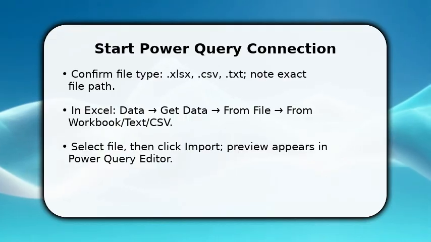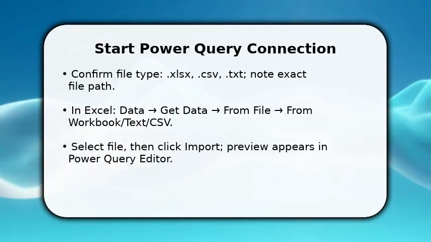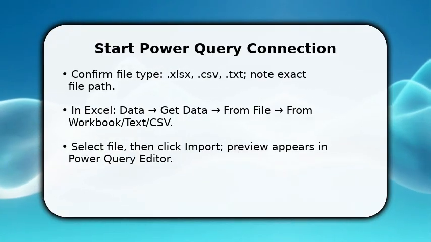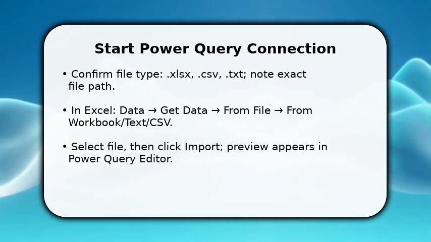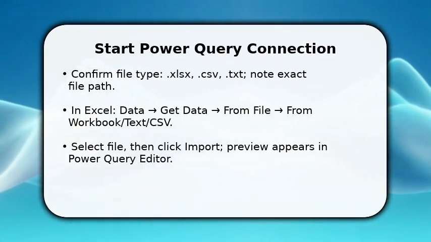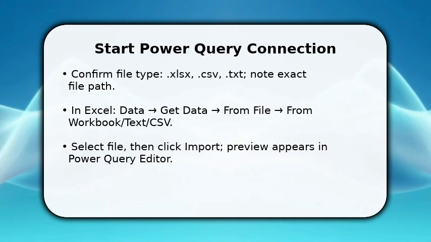The preview loads into the Power Query editor. This is where you inspect and shape the data. Once here, you can see rows, columns, headers, and initial types before making transformation choices.